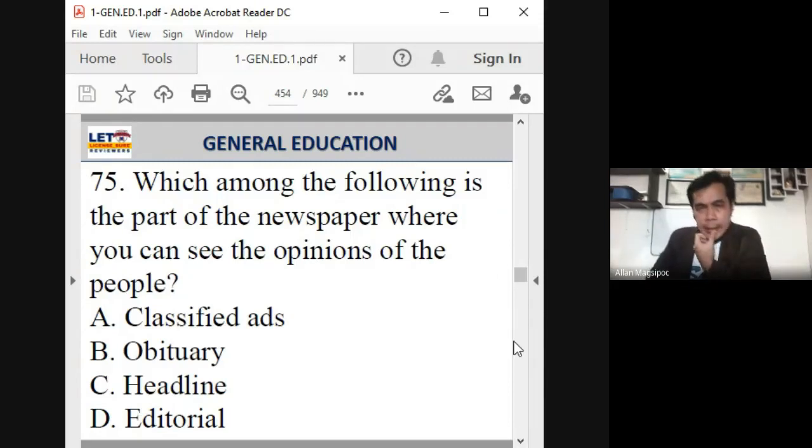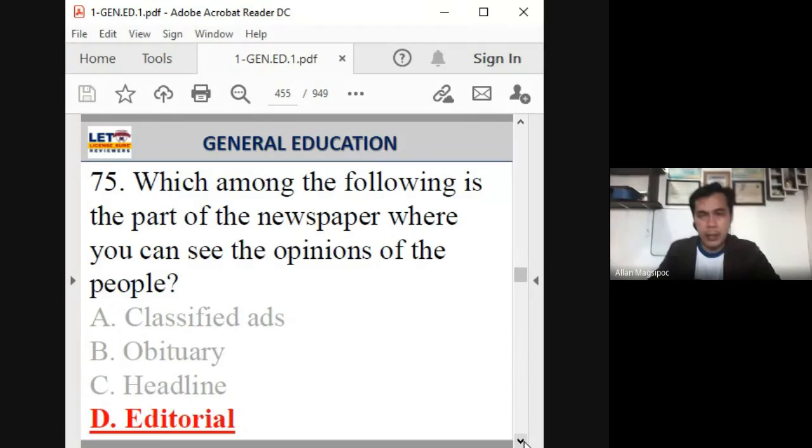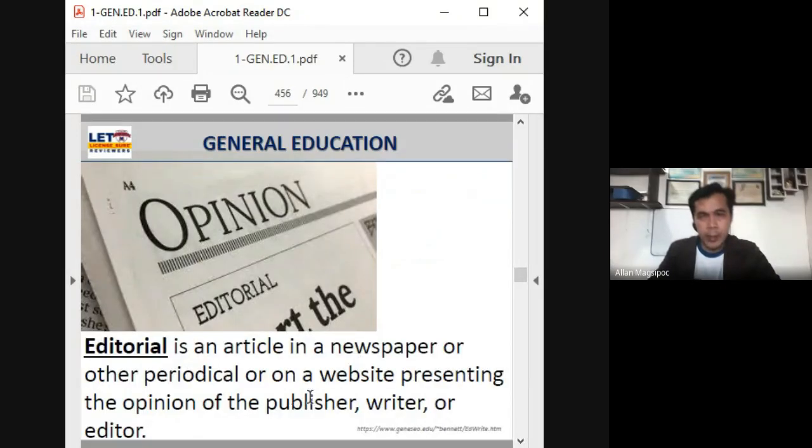This one is campus journalism. It can also be in English. Which among the following is the part of the newspaper where you can see the opinions of people? Classified ads, obituary, headline, or editorial? Okay, Abayon, correct answer? Yes, very good. That's editorial. Opinions of people. The part of the newspaper presenting the opinion of the publisher, writer, or editor.